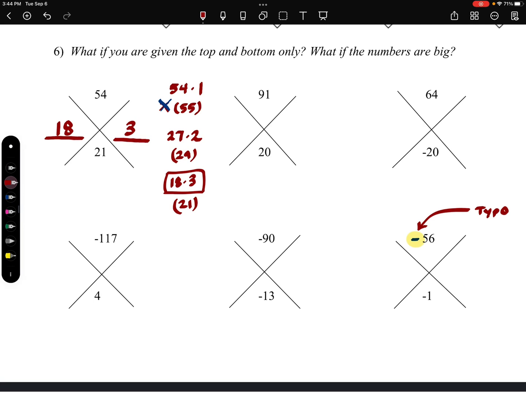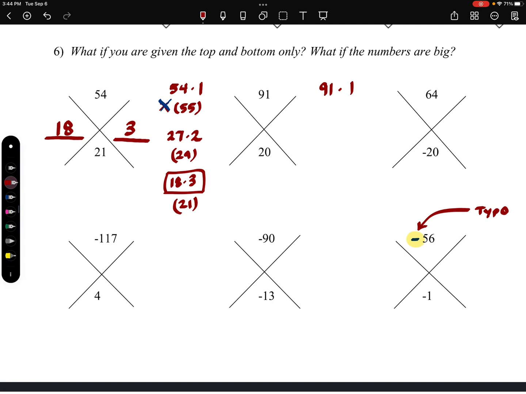So 91 and 20, we're looking for a couple numbers there. If you can't figure out what it is, you can take it and break down your 91. So if you're not sure, 91 and 1. Now, 91 is not divisible by 2. It's not divisible, right, because it's an odd number. It's not divisible by 3 because we know 3 goes into 90. 4 is even, so it won't go in. 5 won't go in because 91 ends in 1. 6 is even. Maybe 7.